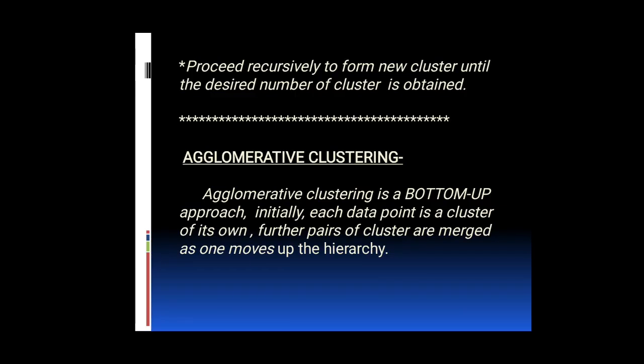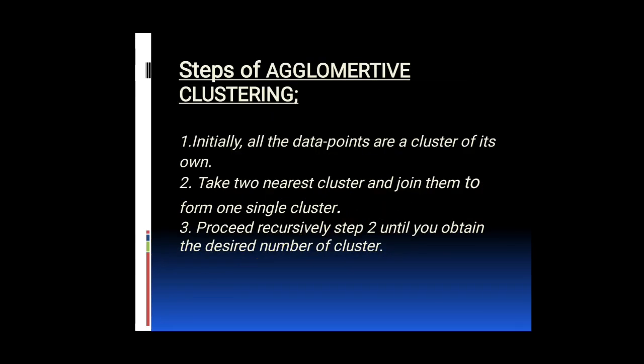Let's see the second one, agglomerative clustering. Agglomerative clustering is a bottom-up approach. Initially, each data point is a cluster of its own. Further pairs of clusters are merged as one moves up the hierarchy.